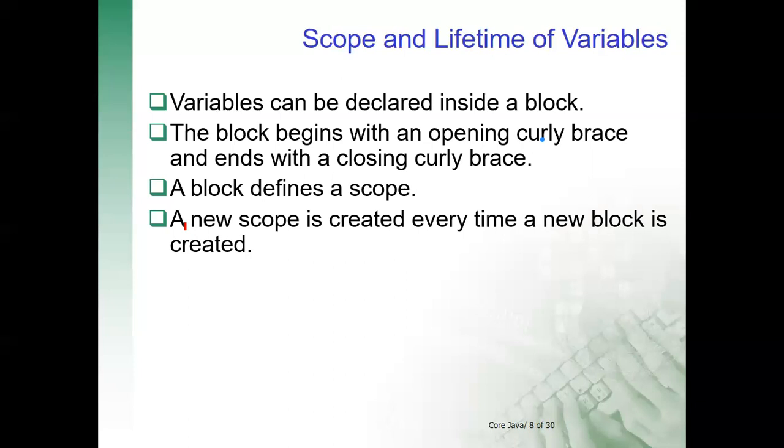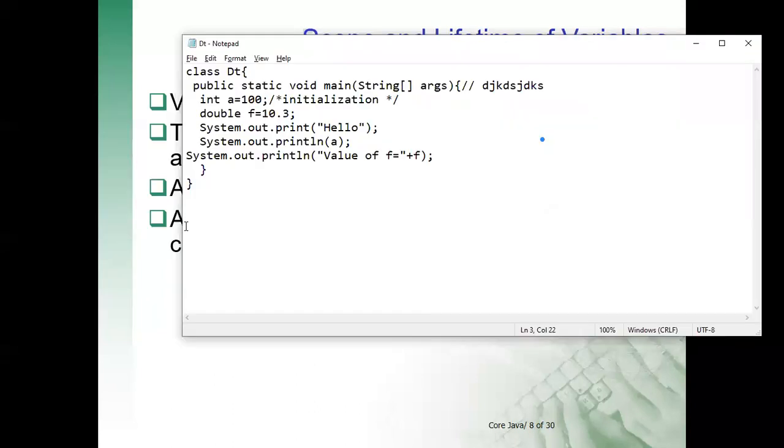The important thing to remember is that at the end of every command, we put a semicolon in Java. The other important thing to remember is that Java is a case-sensitive programming language. What does case sensitive mean? It differentiates between small letters and capital letters. We'll take one example. Let us say I'm using a variable called f here as a small letter.